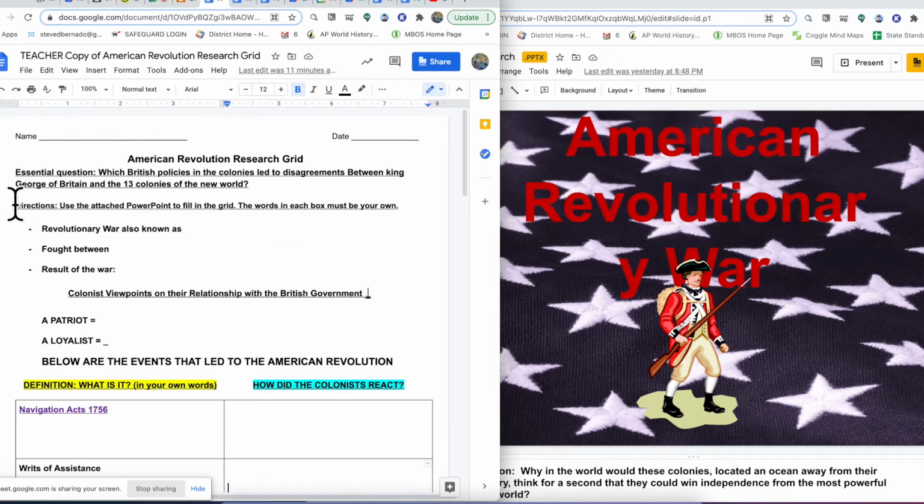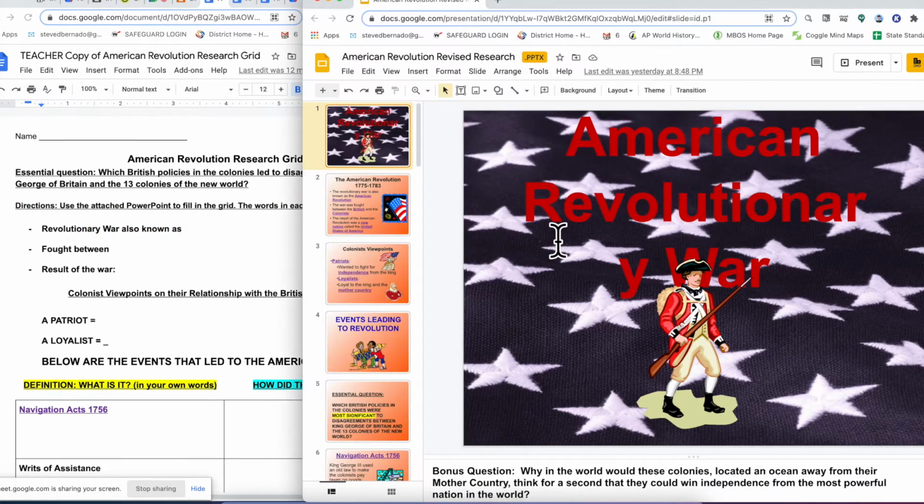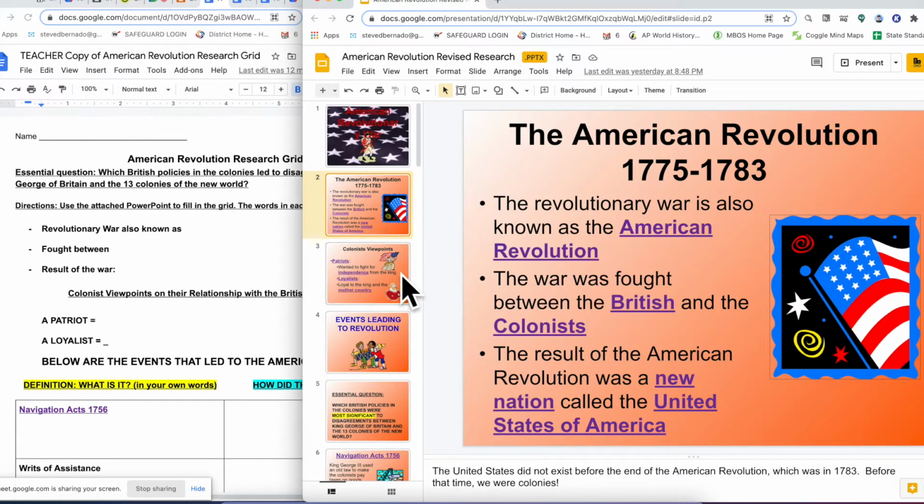All right, everybody look on the left side of the screen. Directions: Use the attached PowerPoint to fill out the grid. The words in each box must be your own. All right, let's take a look. The Revolutionary War, also known as what? Let's take a look at the slideshow and go to the first slide. The American Revolution, from 1775 to 1783. The Revolutionary War, also known as the American Revolution.